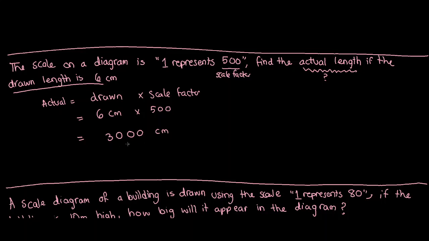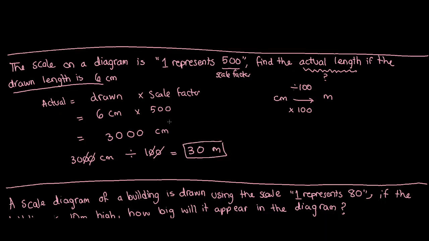If we want to convert it to meters, in order to convert centimeter to meter, we divide by 100, sorry. And if we're converting meter to centimeter, we multiply by 100. So 3,000 centimeters divided by 100, cancel the 0. 1 zero goes with 1 zero, next zero goes with next zero. We'll get 30 meters.